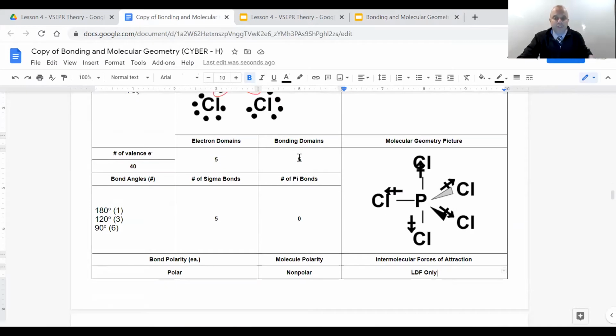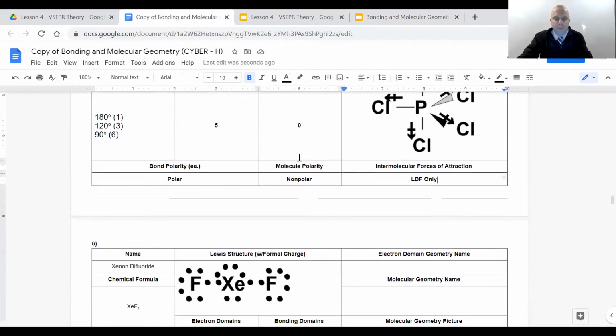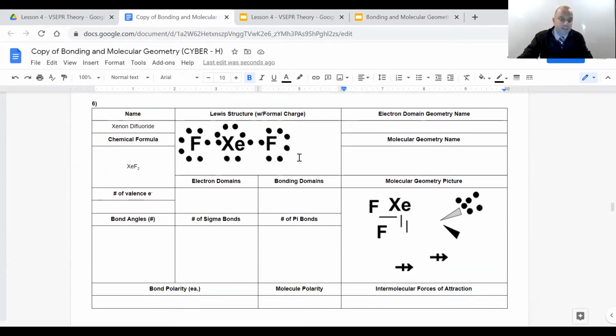So if you have any questions, please either rewatch this part or send me a message and I'll try and answer those for you. Let's take a look at problem number 6. We have XeF2. So it's not usual to see a noble gas in a bond, but it does happen occasionally. So fluorine has 7 valence electrons. There are 2 of them, so that's 14. And then we're going to add 8 more because of the xenon. So 14 plus 8 ends up being 22 electrons total.